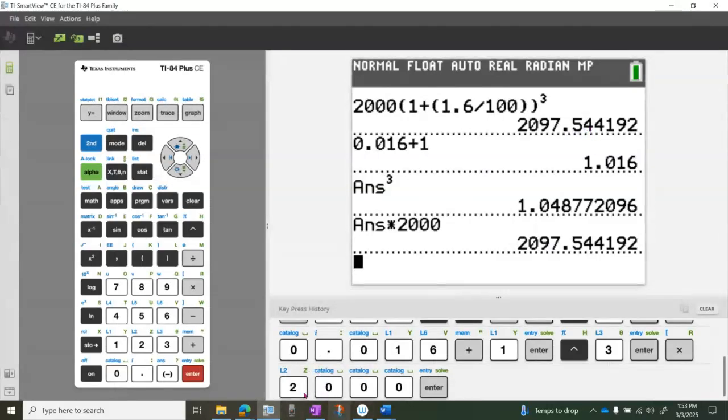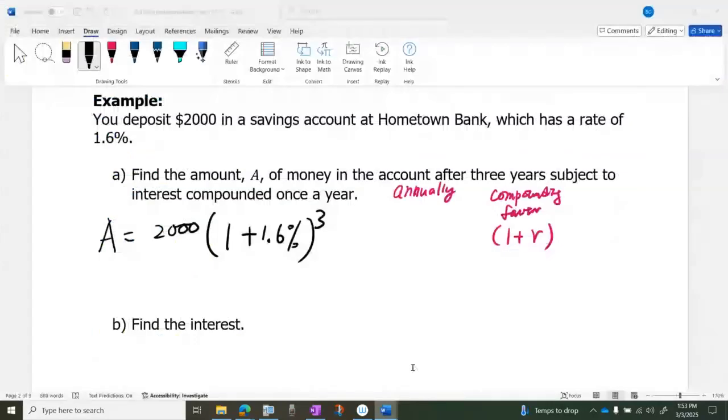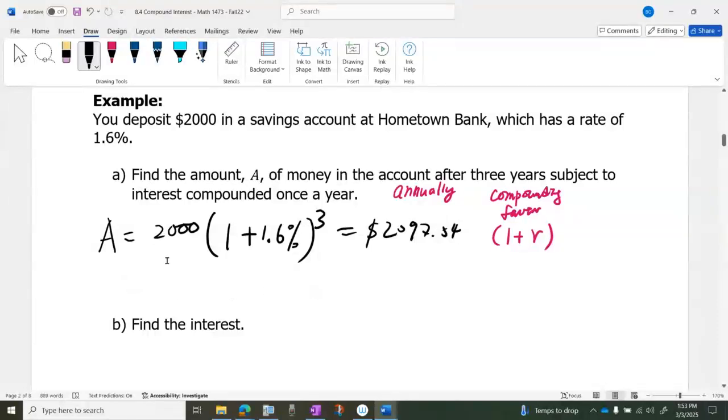2097.54. All right, that's your accumulated balance. Originally, at the very beginning, you only put in 2000. But after 3 years, you have more than that. The money exceeding 2000, of course, is your interest. So just use common sense.